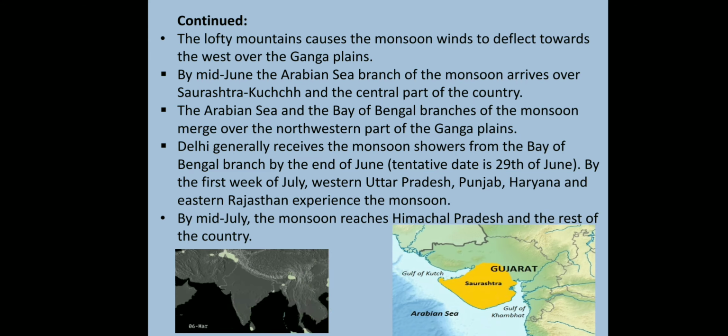The Arabian Sea and the Bay of Bengal branches of the monsoon merge over the northwestern part of the Ganga plains. Delhi generally receives the monsoon showers from the Bay of Bengal branch by the end of June. Tentative date is 29th of June. By the first week of July, western Uttar Pradesh, Punjab, Haryana, and eastern Rajasthan experience the monsoon. By mid-July, the monsoon reaches Himachal Pradesh and the rest of the country.